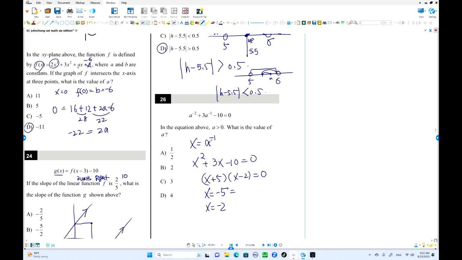This one is what? a to the negative 1. That is 1 over a, right? But a is positive, so x equals negative 5 is not possible. So 1 over a equals 2, which means a equals 1 over 2. This a is positive, okay? So 1 over 2 is the answer.